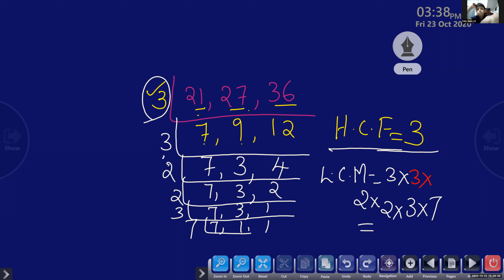HCF is 3. Yes, ma'am. And what about LCM? You have to do the same till all the numbers become 1, 1. If you are in higher classes, you can stop with this method, but since you are doing it for the first time, you have to reduce till 1, 1, 1. Otherwise, you will get confusion. So when you multiply these again, check whether you are getting 756. Ma'am, I got it.